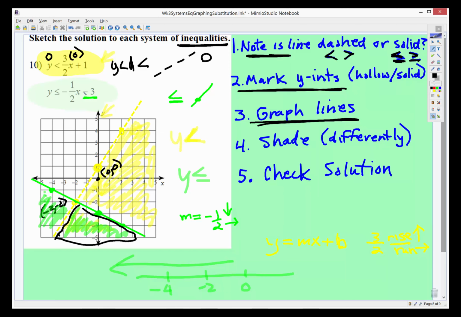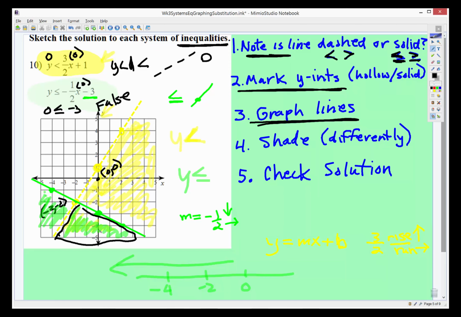Let's see if it works for the second equation. 0, negative 1/2 times 0 is 0. 0 subtract 3 is negative 3. Is 0 smaller than negative 3? False. Now we can check one down here.